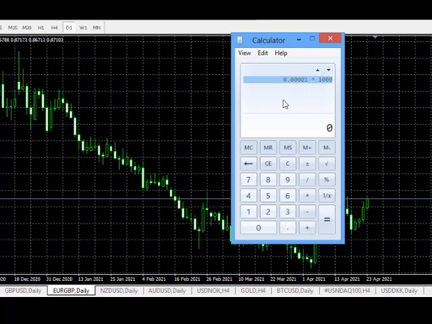Now, if you are trading with dollars, the formula says you use 0.0001, that is 4 digits after the decimal point. You now multiply it by 1,000. What's that? 0.1. Yes, this is the correct lot size you should use for a $1,000 account. Now, if you are trading with Naira, don't use this same formula.